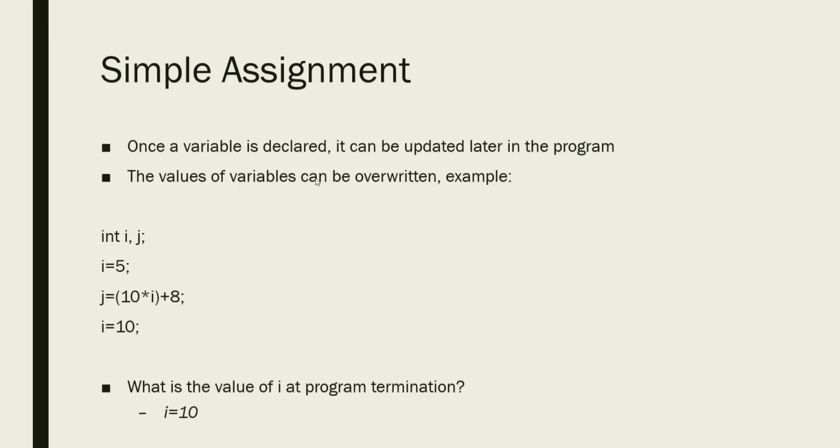But the values of variables can be overwritten. So at this point in the program, i equals 10 and j still equals 58 because it depends on this value right here. So what is the value at program termination of i? Like I said, it's going to be 10 because it got overwritten later in the program. So up here it's 5. Right here, it's still 5. But after this point, it's going to be 10.